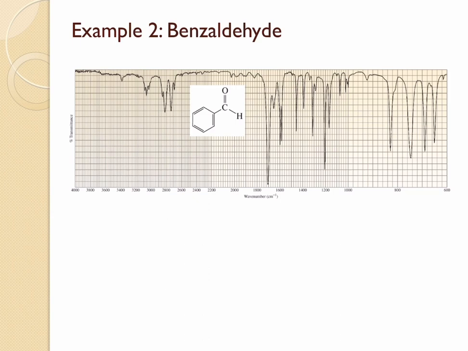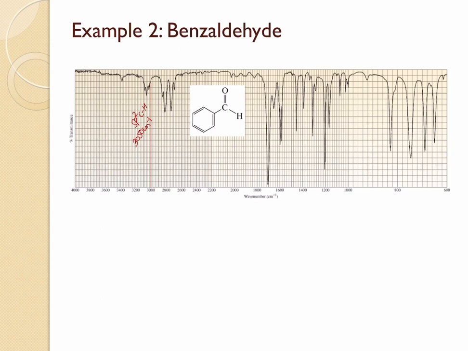Let's go on to the next example. Here we have benzaldehyde. So again, let's apply the same principles, same rules. Again, we are going to draw a line around 3000. So here is 3000. Now we do not see any peaks on the right side of 3000, which means there is no sp3 carbon hydrogen stretching. But we do see peaks on the left side, which can correspond to the sp2 carbon hydrogen stretch, which is around 3050 centimeter inverse.